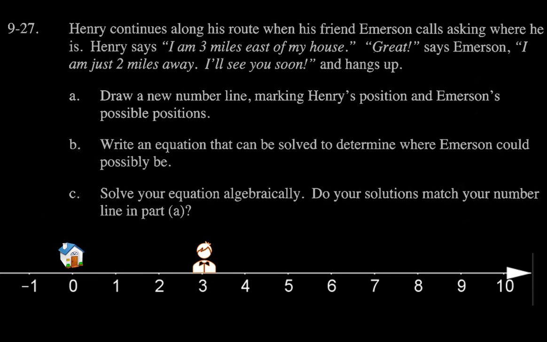Now, Emerson's possible position. She says, "I'm 3 miles away." That's great. Hey, did she say I'm 3 miles away? No, she says I'm just 2 miles away. There we go. So this is too close.